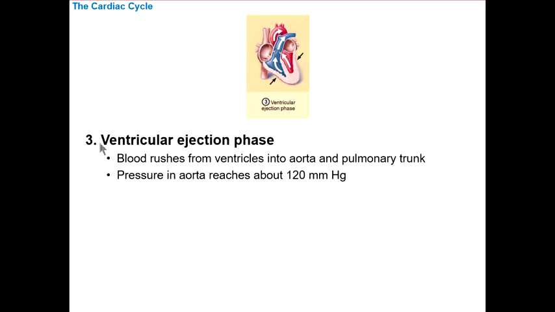Which brings us to the third step, the ventricular ejection phase. Just like it sounds, blood is being ejected from the ventricles into the major arteries, the pulmonary trunk or the aorta. At that point, the pressure in the ventricles is more than the pressure in these large arteries, which is why, with the contraction, the blood is being forced out into the arteries.